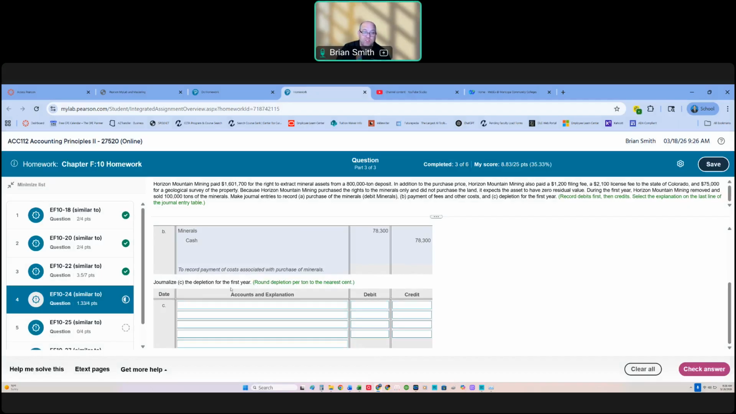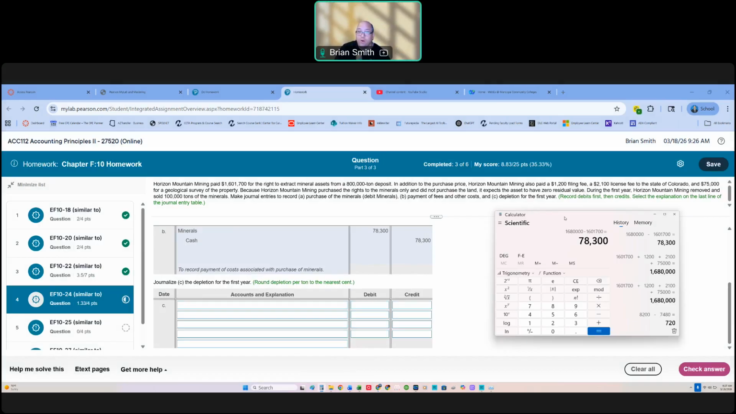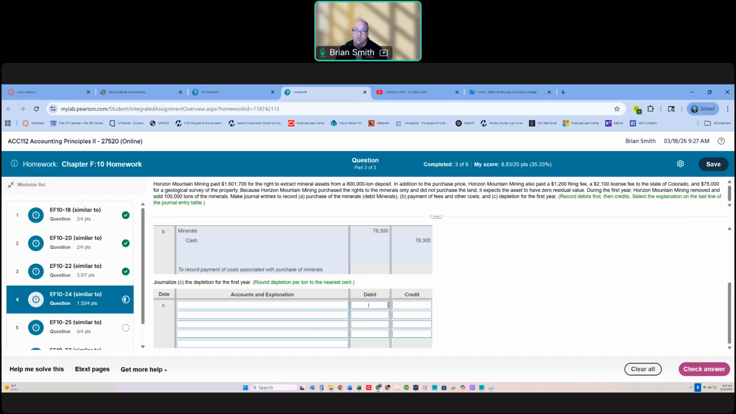Okay, journalize the depletion for the first year. So all we got to do is find out we expect to extract 800,000 tons out of it. So we're going to do the total cost, which is the 1,700 plus the 78,300. So 1,680,000. We're going to divide that by the total number of tons. So 2.1 per ton. And in year one, we pulled out 100,000 tons. 210,000.